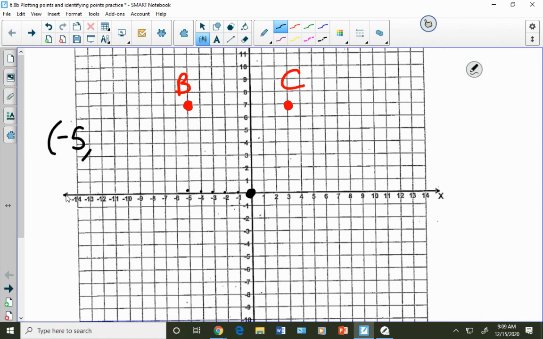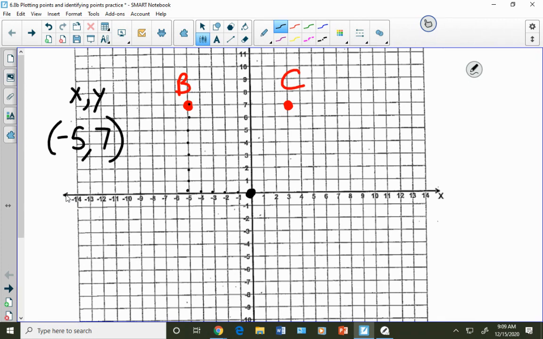And then y will be positive because I'm going up. 1, 2, 3, 4, 5, 6, 7. So y is 7. So x is -5 and y is 7. All right, what's the other ordered pair?